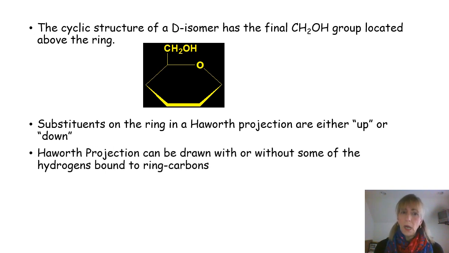But keep in mind that sometimes when you look at these Haworth projections in books or online, they can be drawn either with or without some of the hydrogens on the ring. Sometimes all they do is put the OHs in. And if you see them like that, you've got to know that the hydrogen is there too, because every carbon has 4 bonds to it. So sometimes they just leave out the hydrogens and only show the hydroxyl groups.